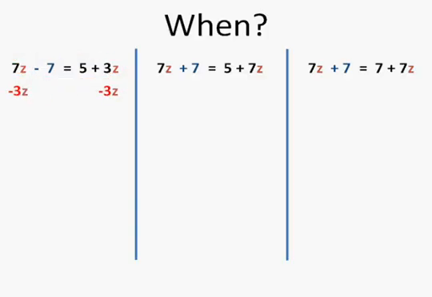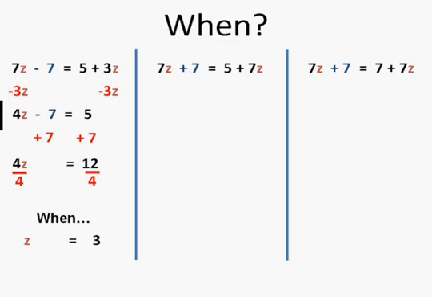First, let's only have one z, so we'll subtract the smaller one, 3z, from both sides. And then we'll get the z alone by adding 7 to both sides and dividing by 4. And one could say that this equation has a solution when z equals 3. Well, duh. I know that seems simple, but the word "when" is going to come into play later.